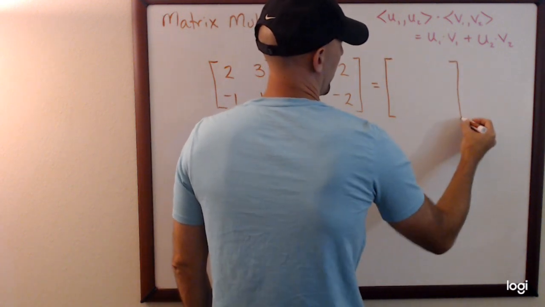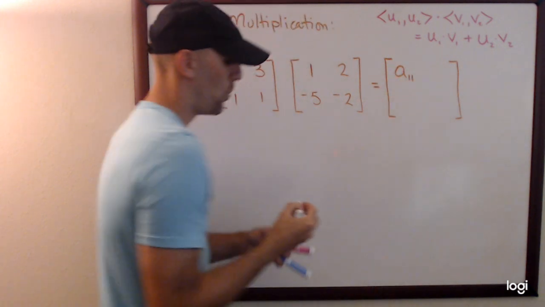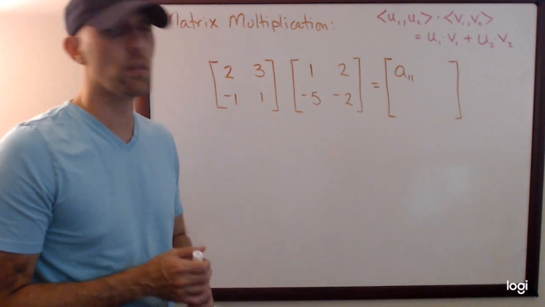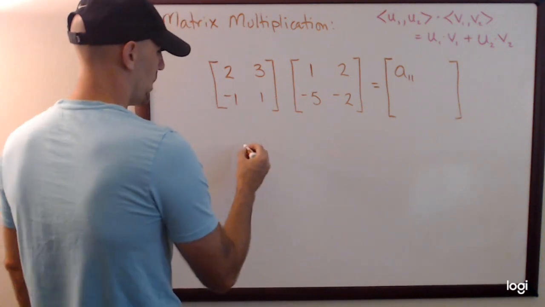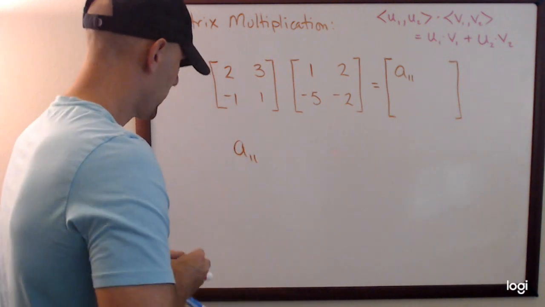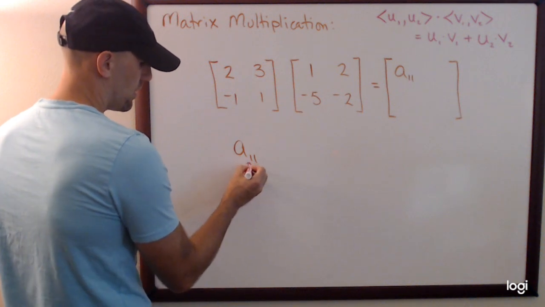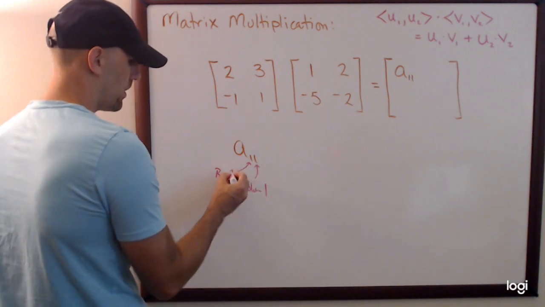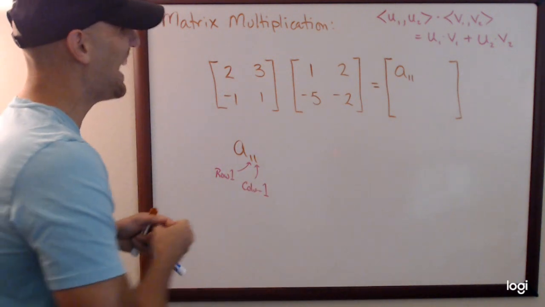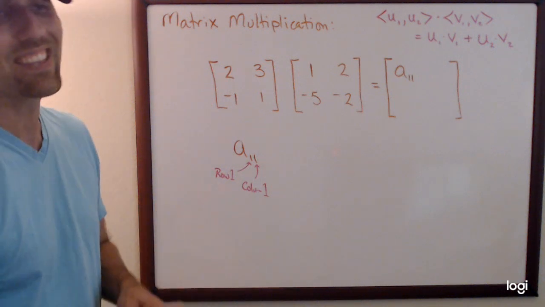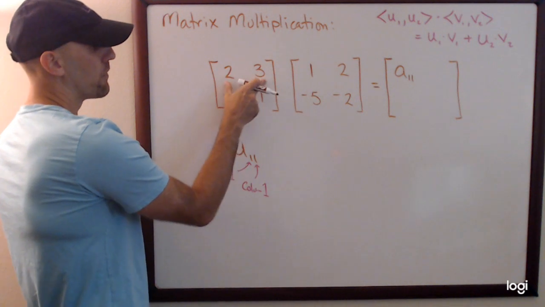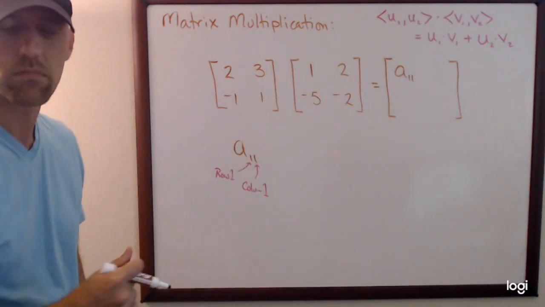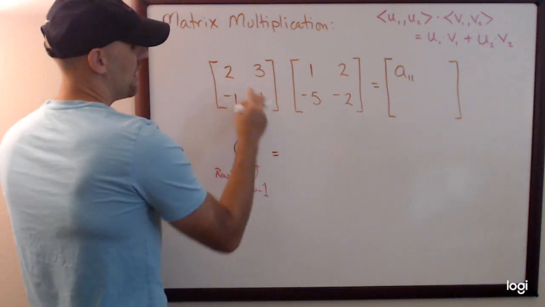Let's take my very first entry right here, which is A11. A11 is row 1, column 1. In my product, this first index is the row, 1, and the second index is the column, 1. In order to get A11 in my product, I take the dot product of row 1 from my first matrix and column 1 from my second matrix. Again, row 1, column 1. That's it.